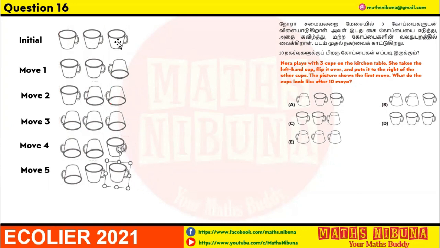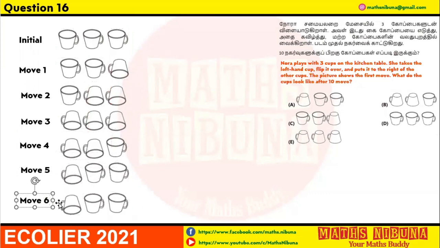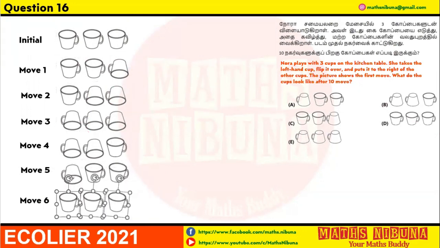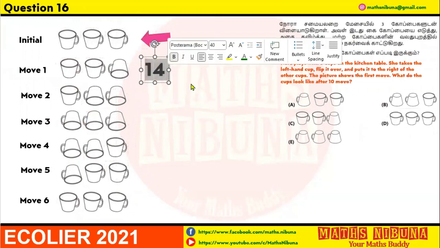And then still we don't see any same position so far. When move number 6, I take this one, put it at the back and flip it, and it becomes like this. That means move number 6 is already equal to the initial stage, correct? So this is equal to 6. So next, what will happen? This is 6, then this will be number 7.